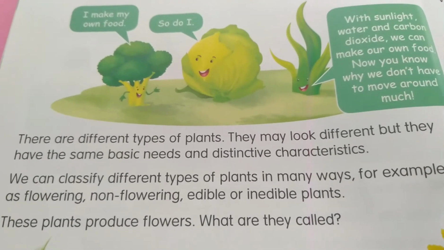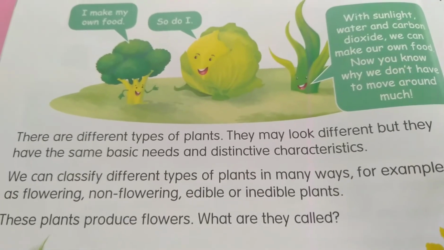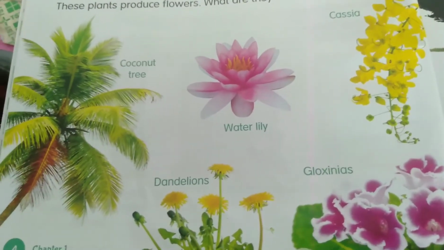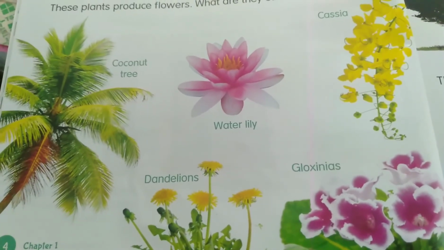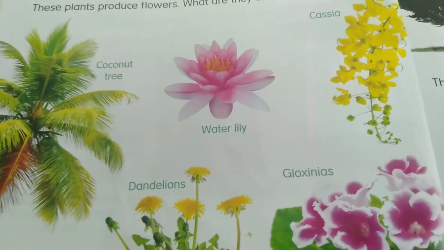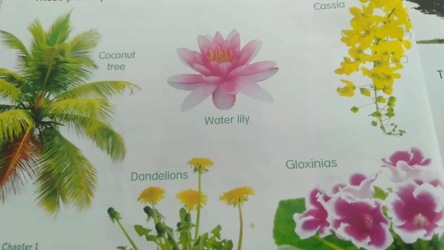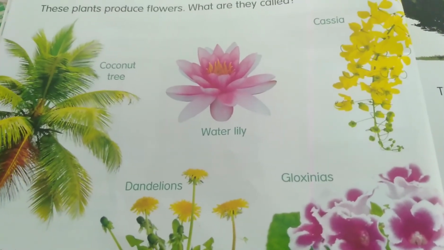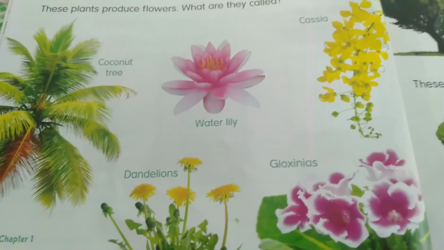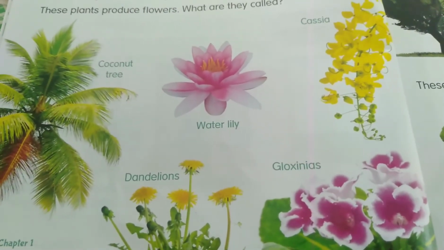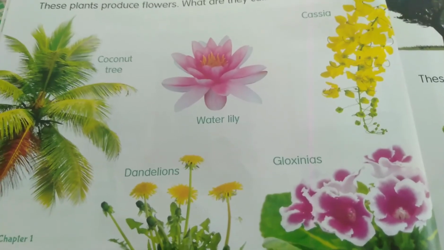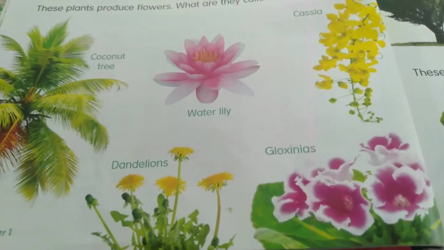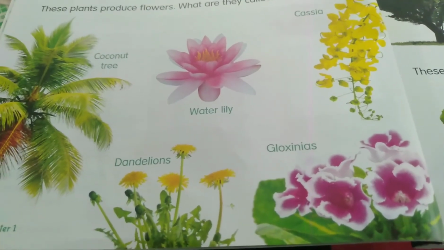These plants produce flowers. What are they called? See these colorful plants: the coconut tree, the water lily, dandelions, cassia, gloxinias. They are very colorful and beautiful plants, and they produce very beautiful flowers.